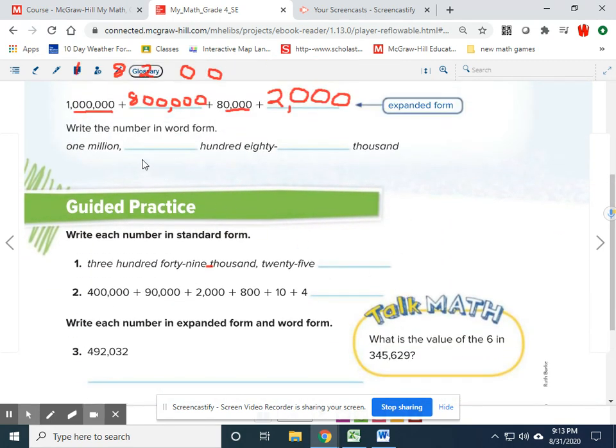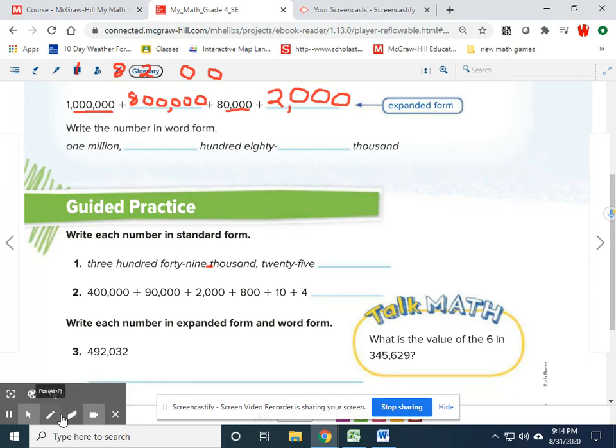The next one says, write the number in word form. Ooh, this is the hardest one because you always say, well, am I writing the numbers right? Am I writing the words right? Well, right now, I'm not too worried if you write the numbers correctly spelling-wise, but we have to get the right value and meaning in there.